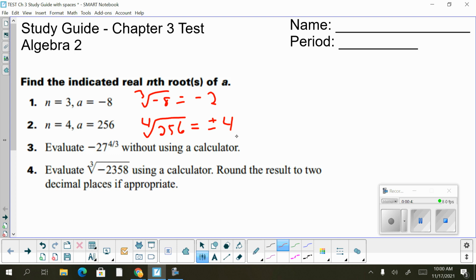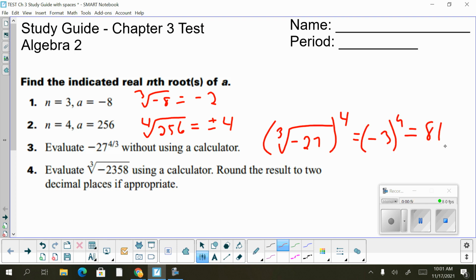Evaluate without using a calculator. That means we're going to put it into radical form. The denominator becomes the index of the radical. So we're going to be cube rooting -27 and then taking that answer to the 4th power. So it'd be -3 to the 4th power. That's going to be 81.